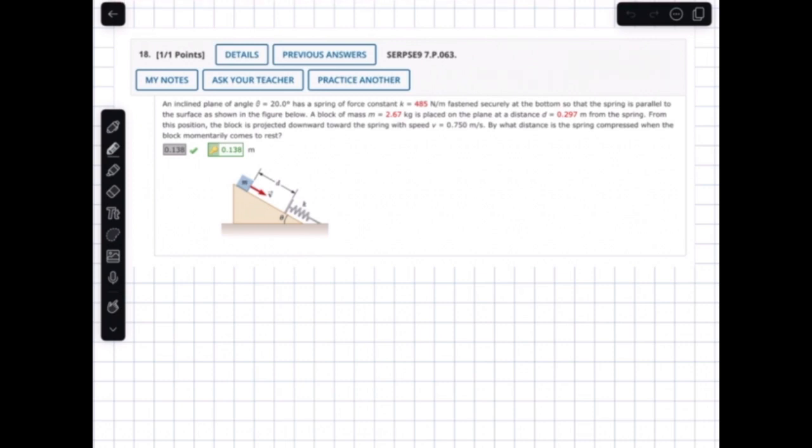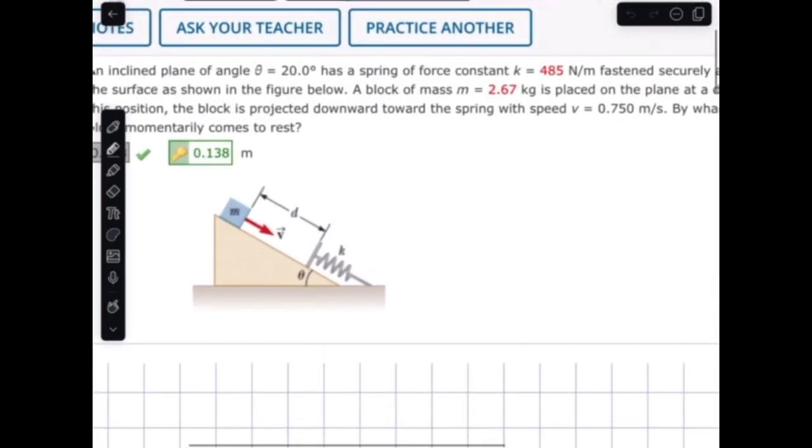I'm just going to work through this instead of explaining it afterward, because I don't remember how I did it. The spring is parallel to the surface, as in the figure below, with the mass shown. Okay, so we know that the mass equals 2.67 kilograms.